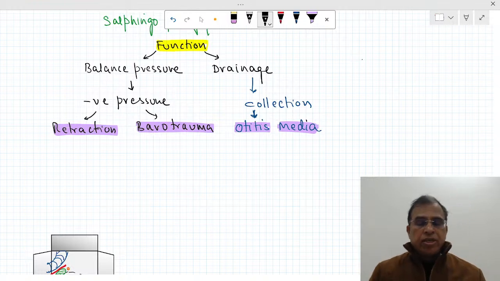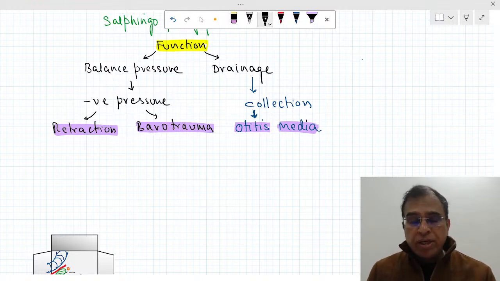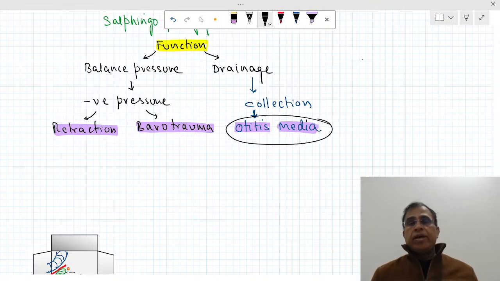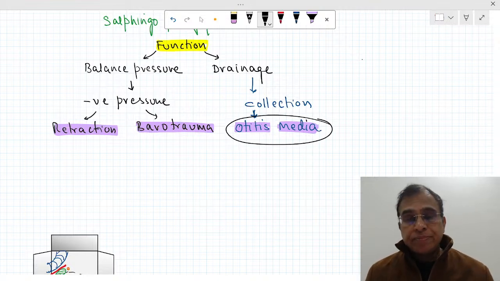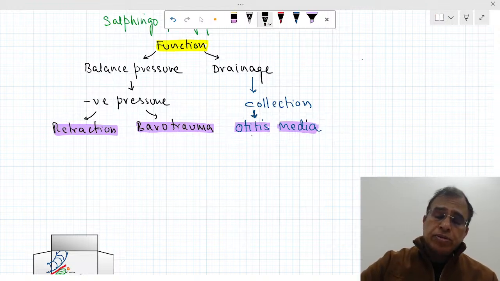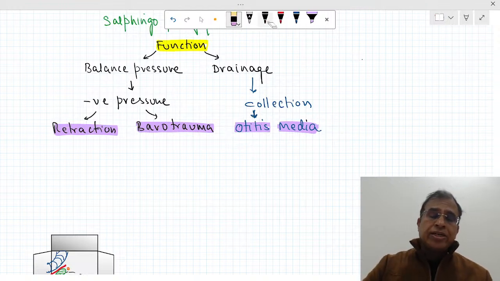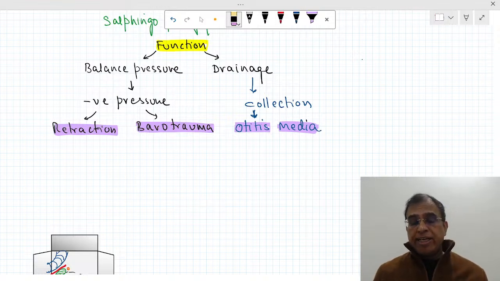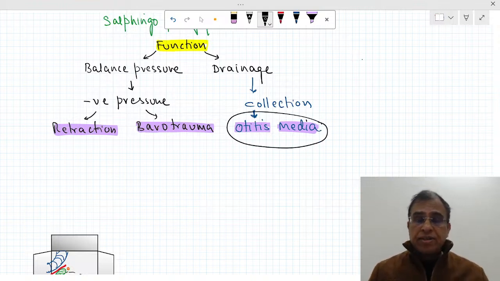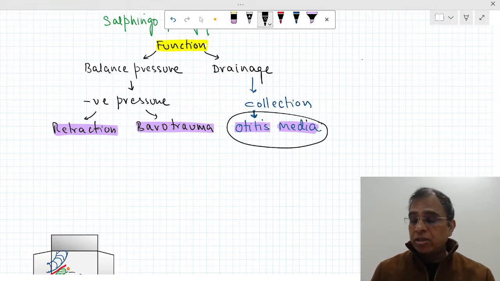Retraction we have discussed already. Barotrauma, you just learned the meaning of this. But otitis media is a very important ear topic. Do you know? In otitis media, they ask you a lot of MCQs. And to discuss the entire topic otitis media, it takes more than 2 hours. It's a long topic. So I will do otitis media properly after we have done the anatomy and the investigations.